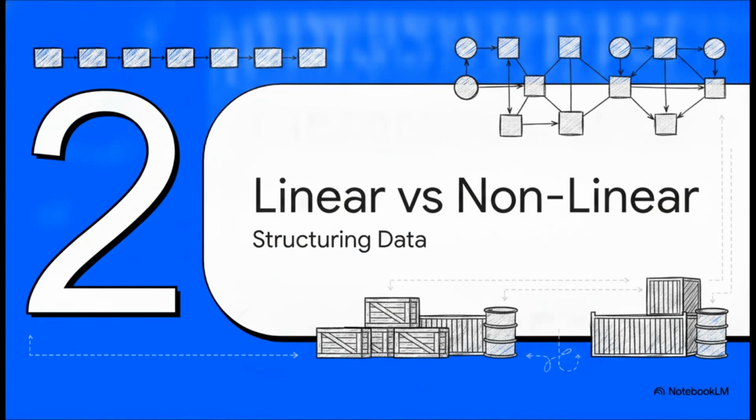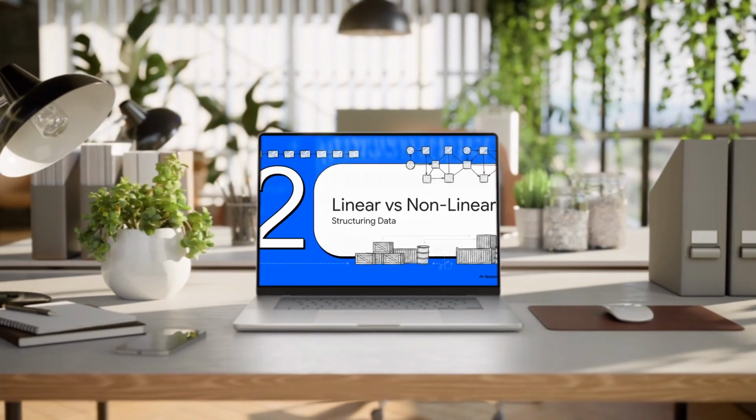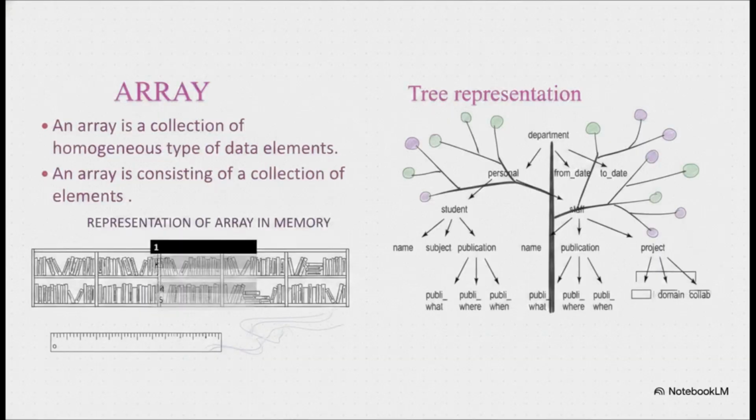Moving on to section 2, linear versus nonlinear structuring data. So on one hand, we have linear structures, like an array, where data sits sequentially, right in a row. It's kind of like books neatly lined up on a shelf. Super easy to implement, sure, but it can actually waste memory if the fixed size isn't fully utilized.